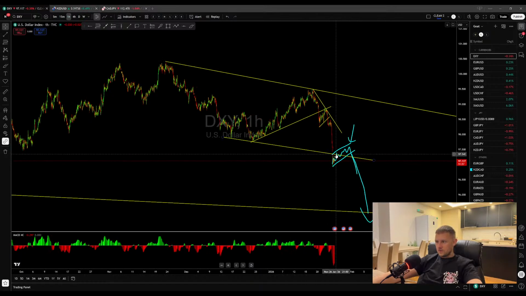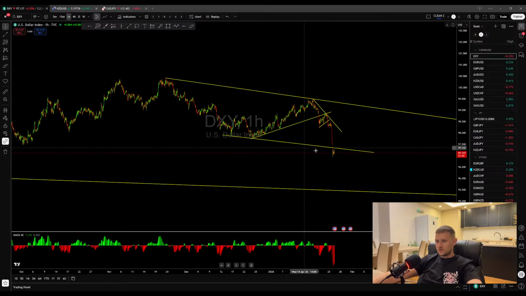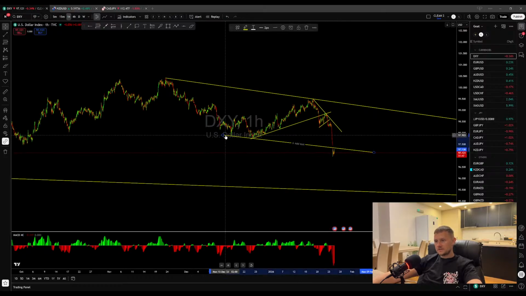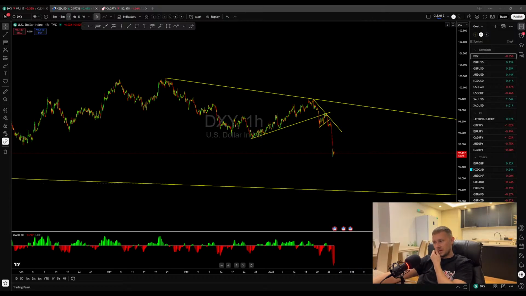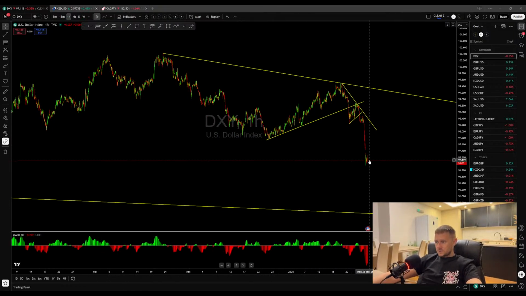For now, I'm really waiting and anticipating a pullback, which will happen this week, and after that we will see what this will tell us. Okay, so I will delete this trend line because it's bothering me. This was for the taking profit area. I took profits on Euro dollar.